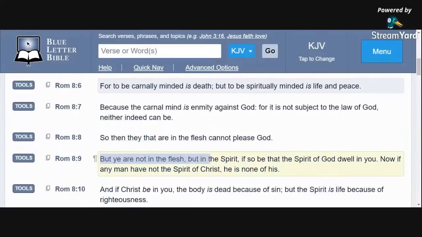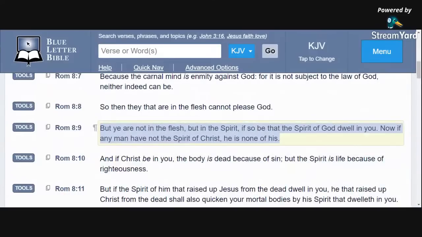But ye are not in the flesh, but in the Spirit, if so be that the Spirit of the Most High dwell in you. Now if any man have not the Spirit of the Anointed, he is none of his. And this is a spiritual work.